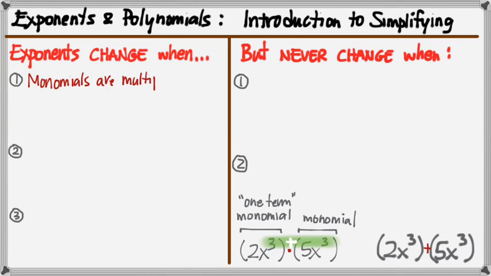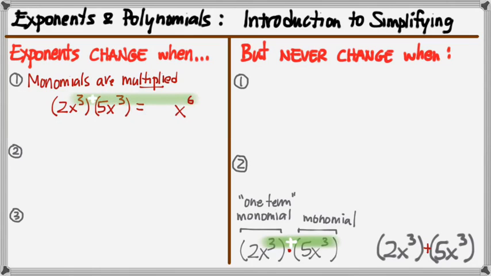And so the example we have down here, 2x to the third times 5x to the third. What am I going to get when I multiply those two monomials together? First of all, how many x's am I going to get in my product? 6. 3 plus 3. Right. So that's where the exponents add together, and that gives me my new exponent. So my exponent has changed.